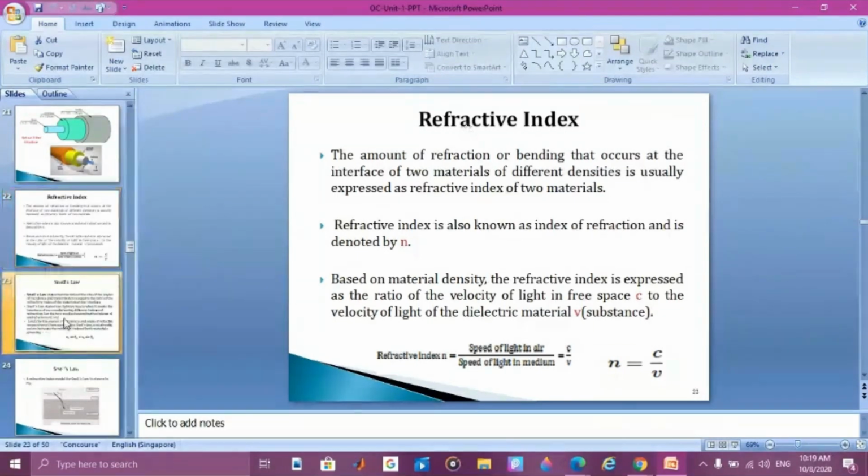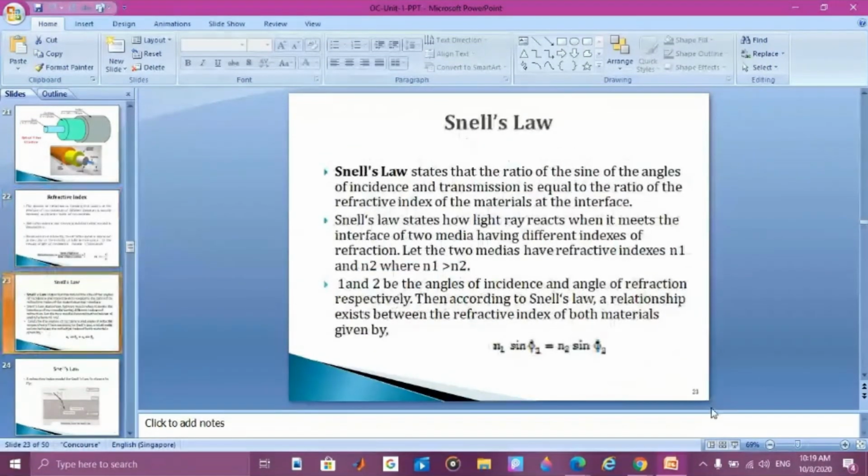The fourth property is Snell's law. What is Snell's law? Here, Snell's law means the ratio of the sine of the angle of incidence and transmission is equal to the ratio of the refractive index of the material at the interface. Okay, what does Snell's law say?